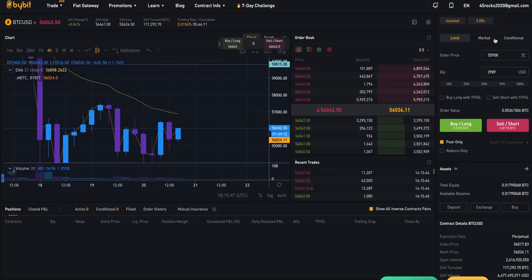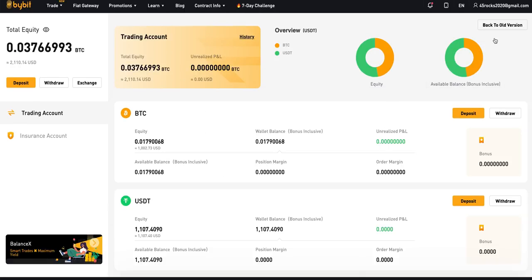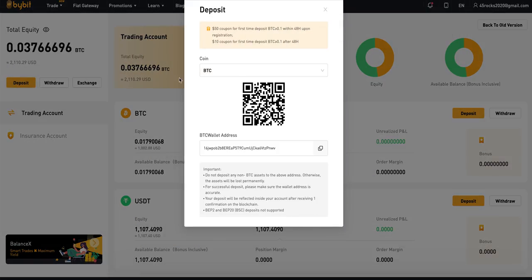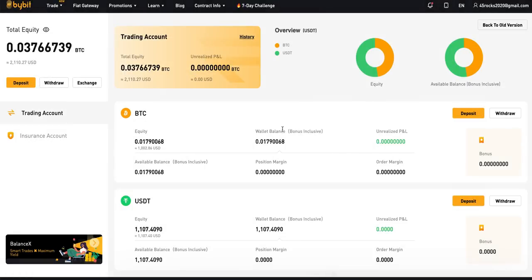But you are going to go to My Assets, and this is going to show you the assets that you have in your accounts. To get crypto in here, you're going to click Deposit. And then let's say you want to deposit Bitcoin, you're just going to copy this address and then send Bitcoin to this address, and it'll be in your wallet within a few minutes, and now you can start trading.